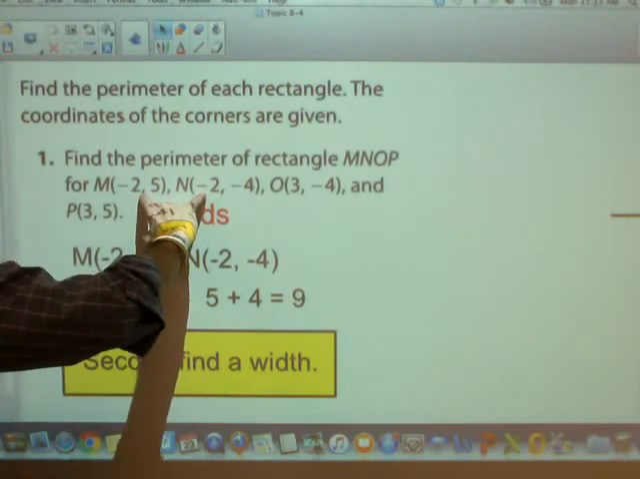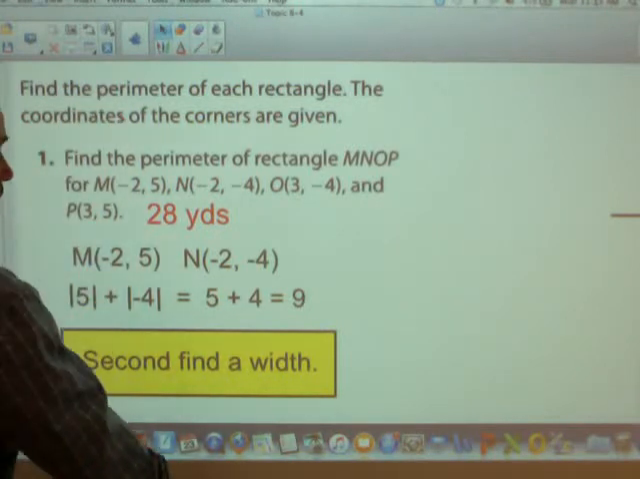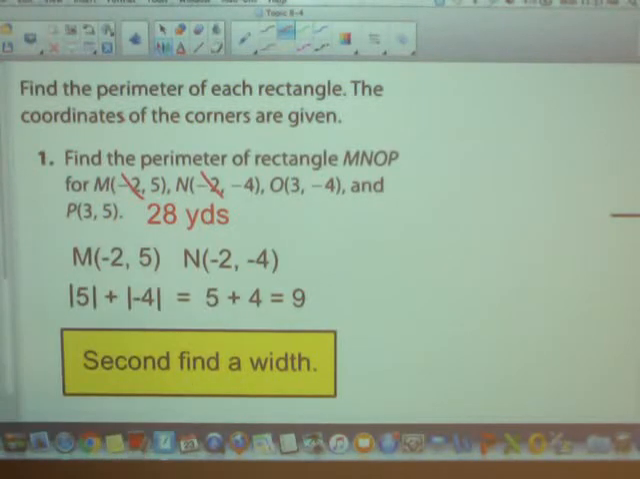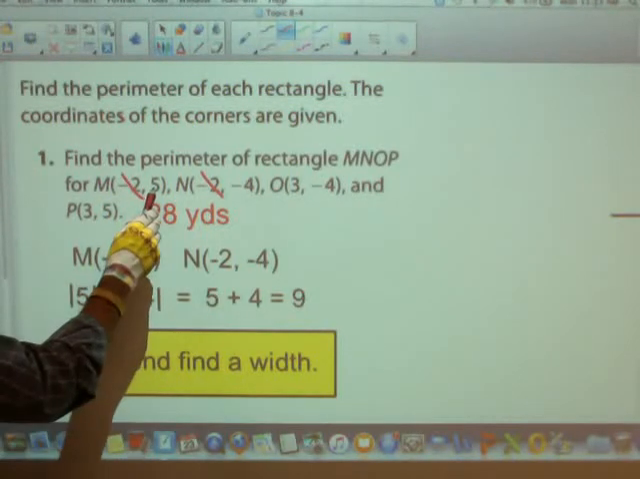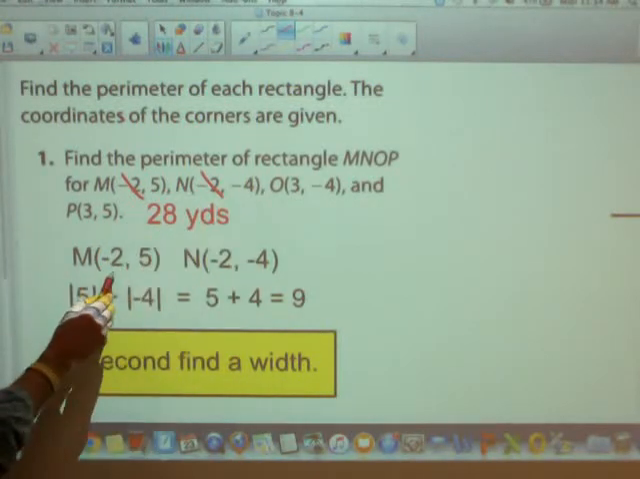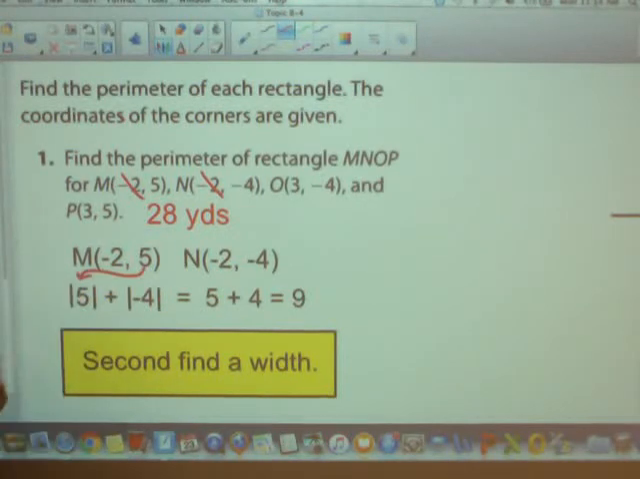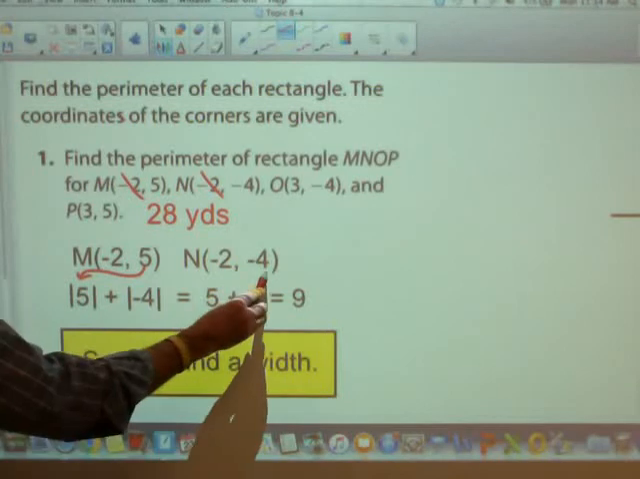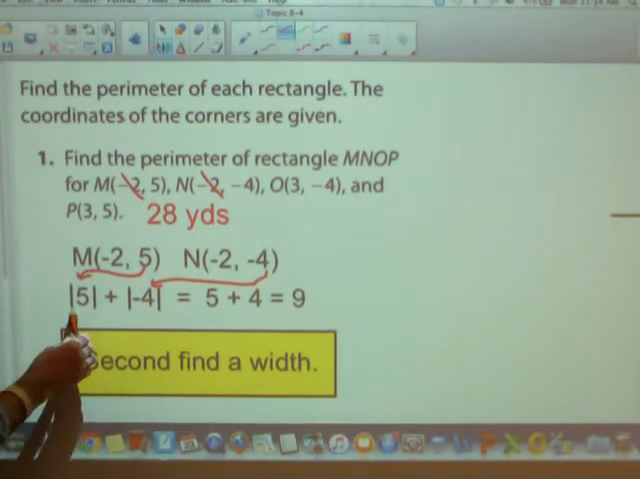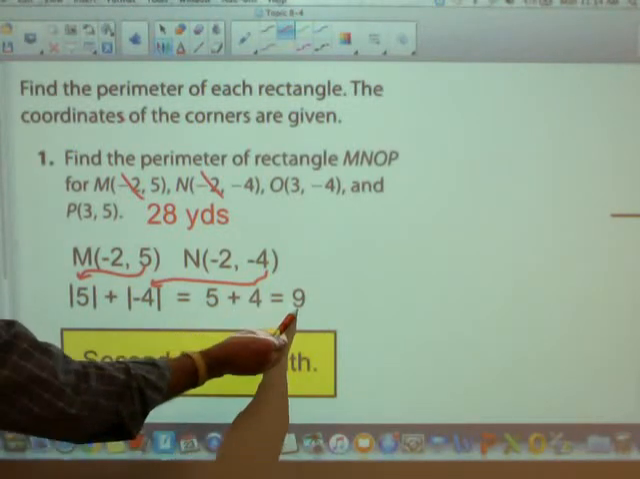So that means that they're going to be parallel with y, okay? And so what I'll do is I'll simply say, okay, I'm not going to use the x value. I'm going to use the y values. So I'm going to find the absolute values. So I'm going to take my point M, and I'm going to use the absolute value of 5. I'm going to take my point N and use the absolute value of 4. Now, once I find these absolute values, they will be positive numbers that I add, and I get 9.